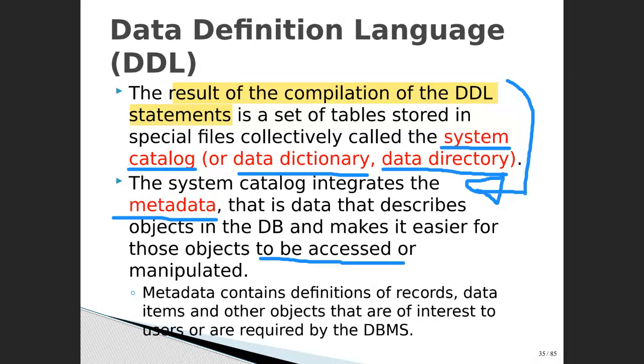So for example, in the metadata, we can find some definitions of records. We can find some data items, which means the entities, the attributes, the relationships, and other objects related to all these data items. All of this will be included within the metadata. So the metadata, for example the system catalog, will include descriptions or definitions of data.